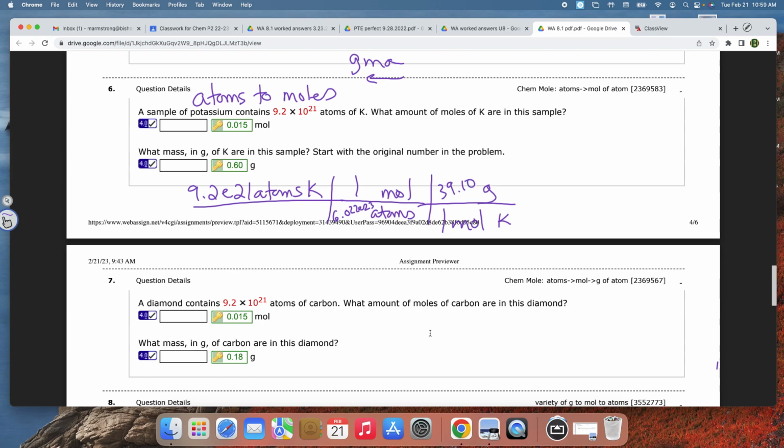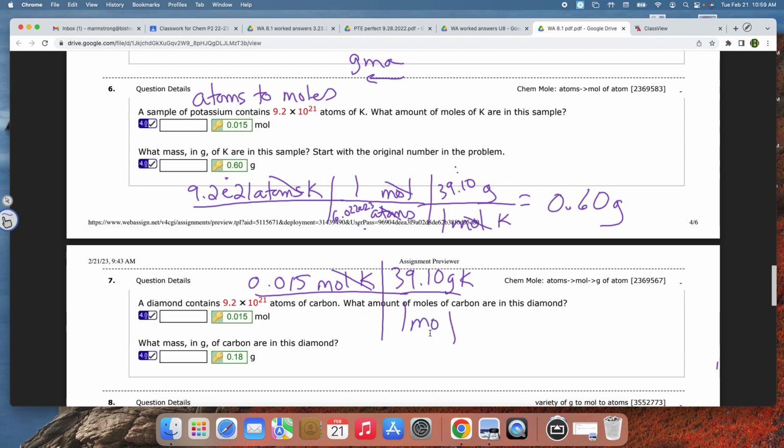It is 39.10. And then I could go and slash out all those similar parts. I would do 9.2 E21 divided by Avogadro's number times 39.10. You could also do the given number times 39.10 divided by Avogadro's number. It's whatever works for you. And we started with 2 sig figs. We got to end with 2 sig figs, and it's that. Or you could have just taken the easier way, the 0.015 moles of K, and just multiplied it by the mass of potassium. And that would have been over 1 mole. That would have canceled, and that still would have given you that many grams.